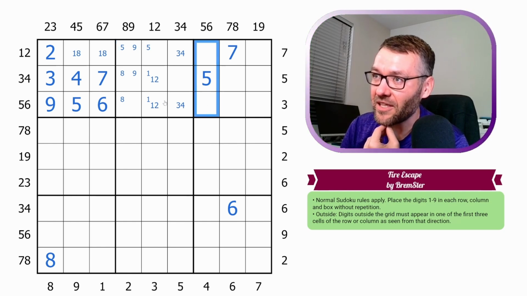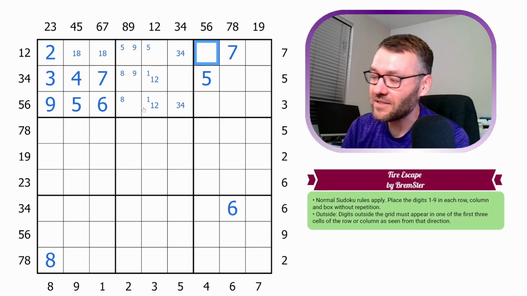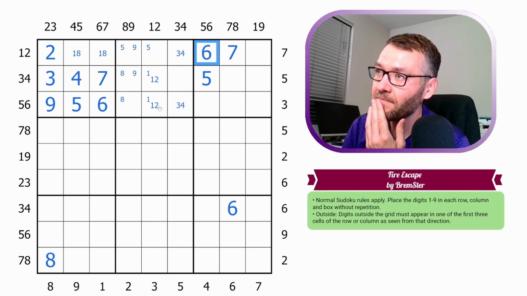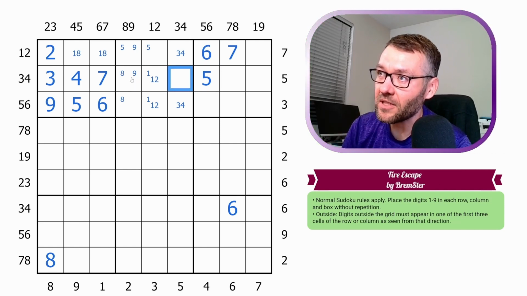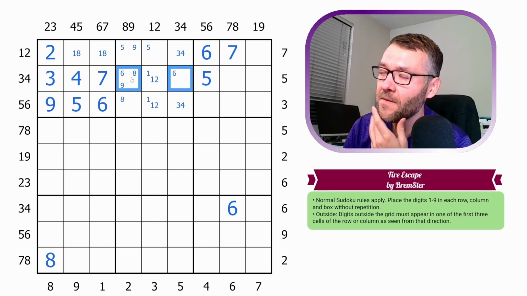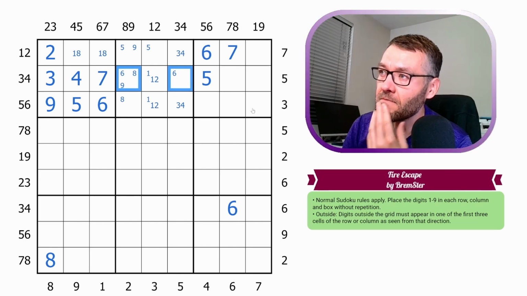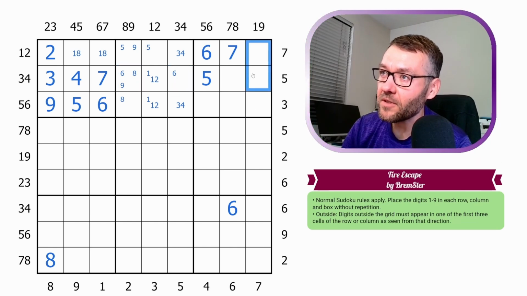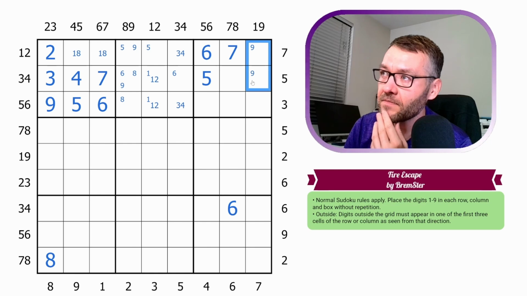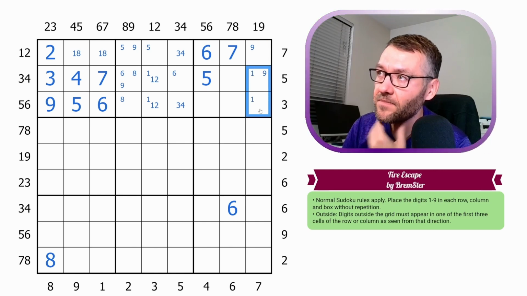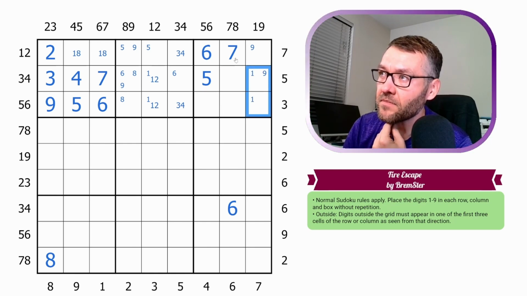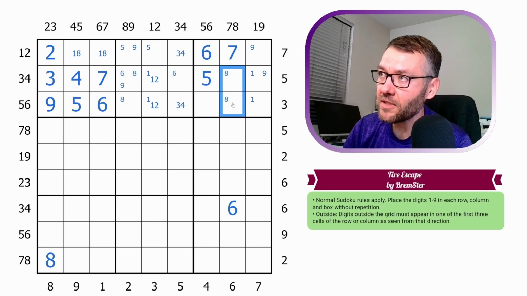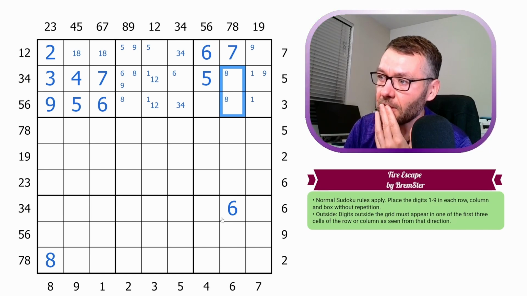We need a 6 somewhere in here, and it can't go here, because that's 6, so there's a 6. Which means 6 has to go somewhere in one of these 2 spots. 9 can't go here, so 9 has to go in one of these 2. 1 has to go in one of these 2. 8 obviously has to go in one of these 2. Okay.